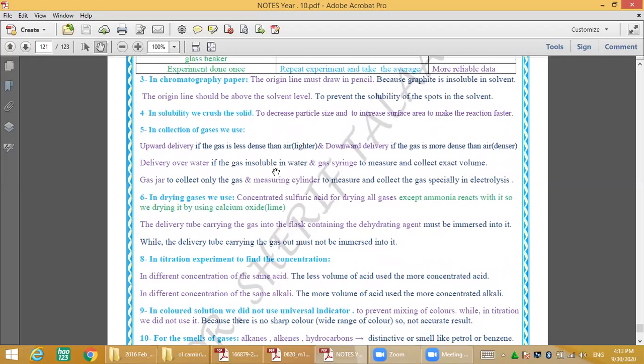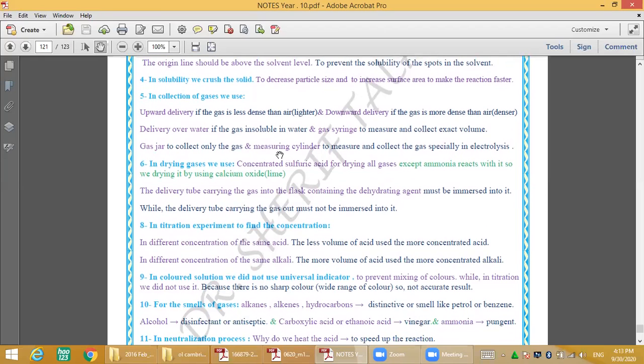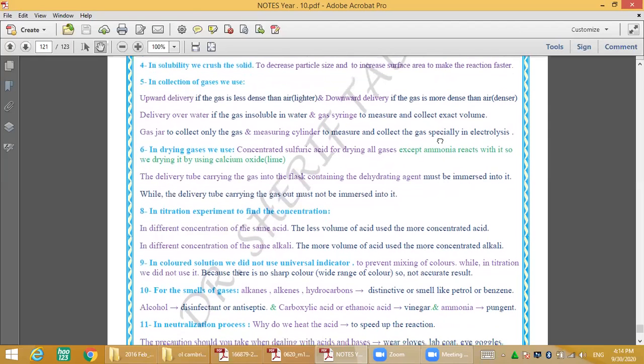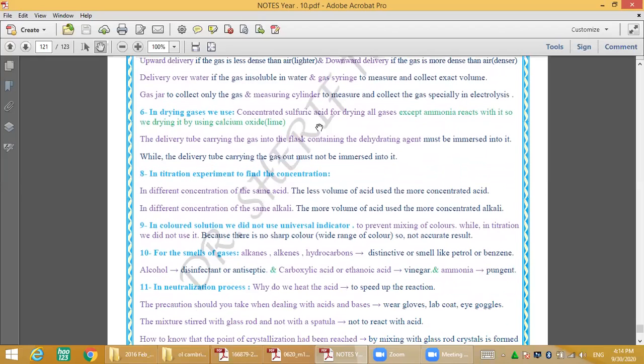In collection of gases, upward delivery tube if the gas is lighter than air. Downward delivery tube if the gas is denser than air. Passing through water if the gas is insoluble in water. Gas jar and measuring cylinder: the gas jar is without a scale, so it's used to collect gas only, while the measuring cylinder is used to measure and collect the gas. For drying gases, we use concentrated sulfuric acid except ammonia, using lime, calcium oxide.